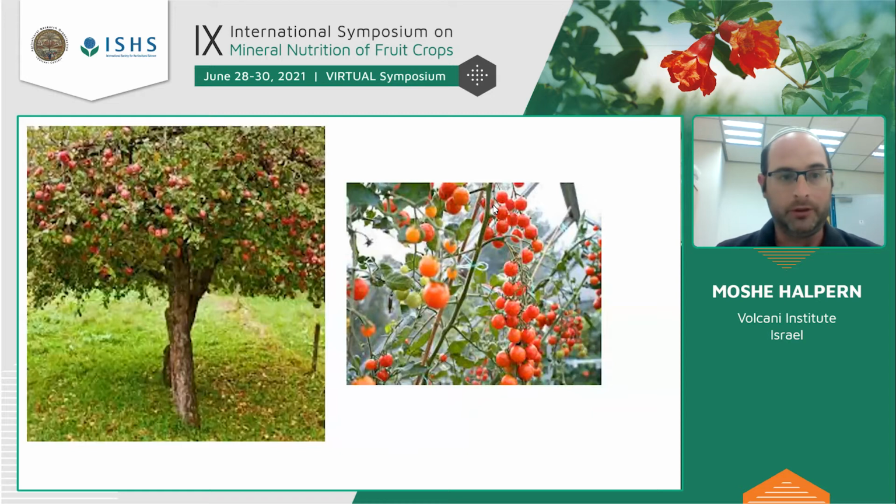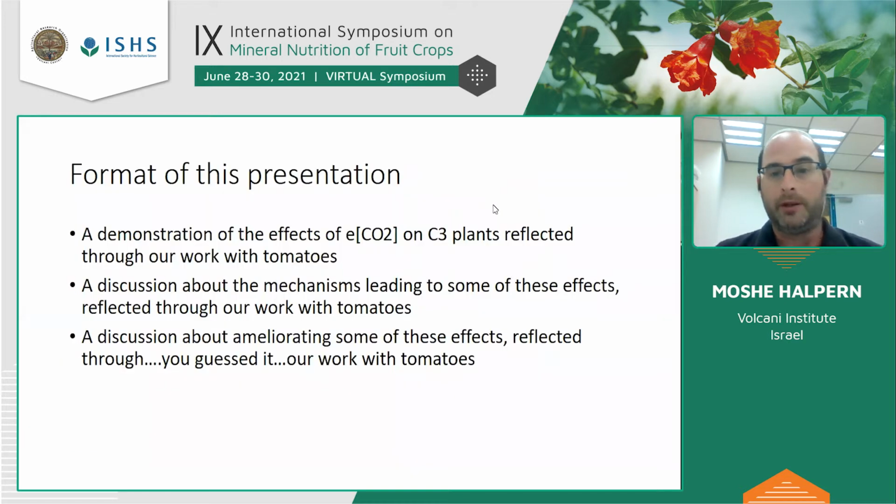I worked on tomatoes. In the format of this chart presentation, we're going to have a demonstration of the effects of elevated carbon dioxide on C3 plants reflected through our work with tomatoes. A discussion of the mechanisms leading to some of these effects, again, reflected through our work on tomatoes. We're doing tomatoes not because we're so interested in tomatoes, but mostly because we're using it as a model plant for all plants. And the last thing we're going to do is a discussion of the amelioration of some of these effects reflected through, you guessed it, our work with tomatoes.